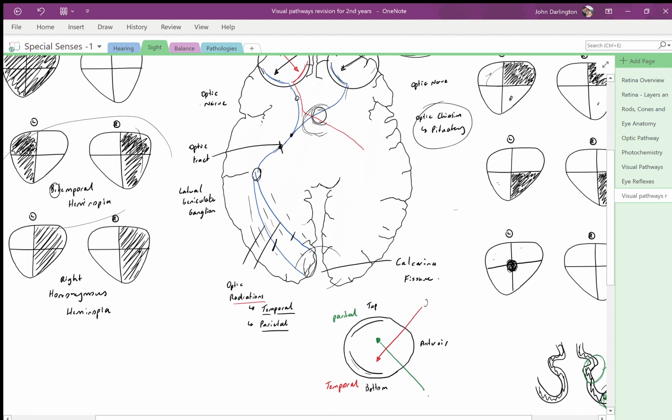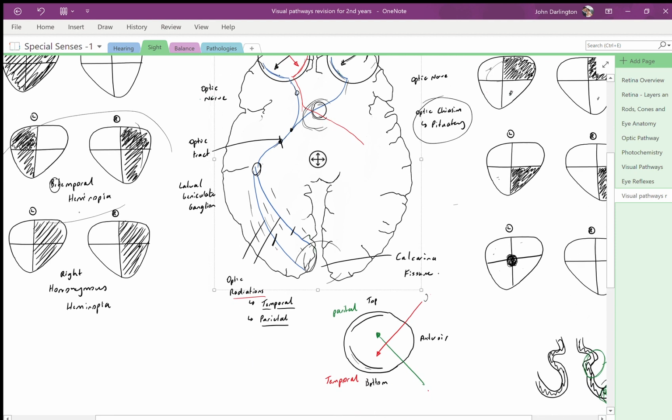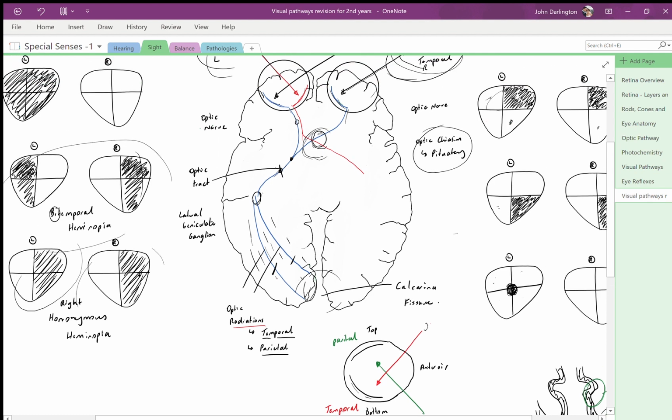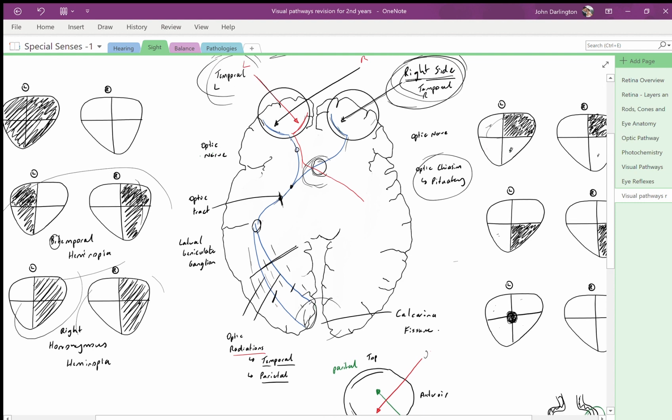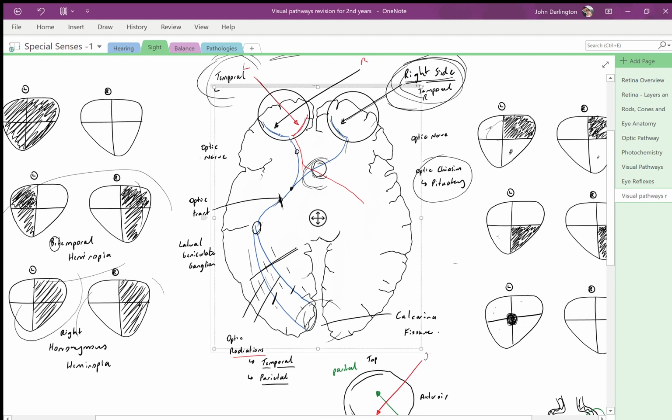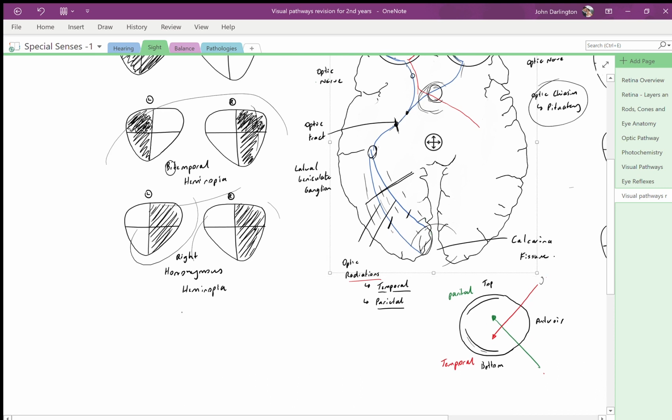Okay. If it's homonymous and it's on the same side, then you know that it's across the optic tract somewhere, or the optic radiations have been taken out. And this one is quite clinically relevant because if you have a stroke, this is the most likely visual defect that you're going to get, and actually it's most likely going to be the right side as well, because it's usually the dominant side.